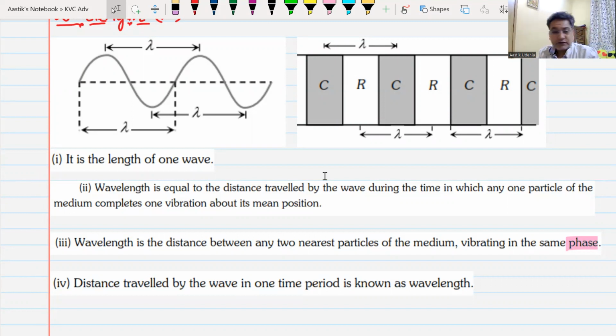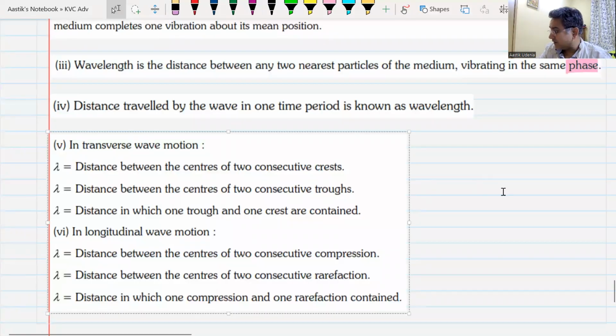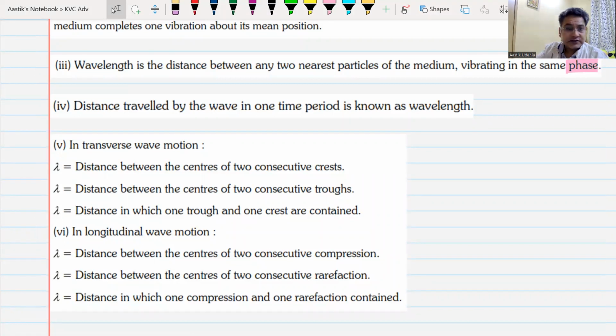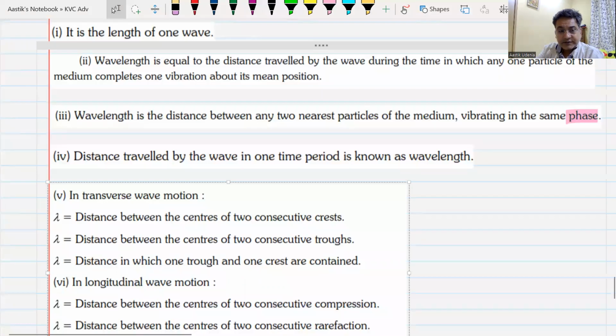Wavelength, whichever way you understand it, whether you call it the length of one wave, or the distance traveled by the wave in one time period, or the distance between two successive crests or two successive troughs, or between two compressions or two rarefactions, everything is the same. Do we understand this? Okay, so I hope you have understood this. Shall we move ahead? Okay, what is the next thing that we will have to understand? Next term.